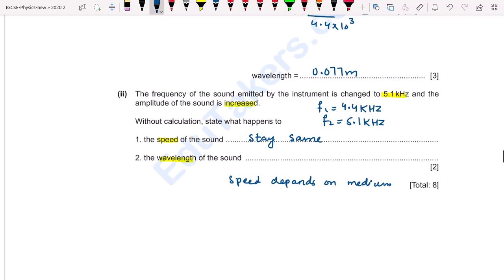Second, the wavelength of sound, as the frequency increases, according to v = fλ. Here v is constant because it does not change, it remains the same, and the frequency increases. If we increase the frequency, then its corresponding wavelength should decrease to keep the speed constant. So the wavelength of sound decreases.